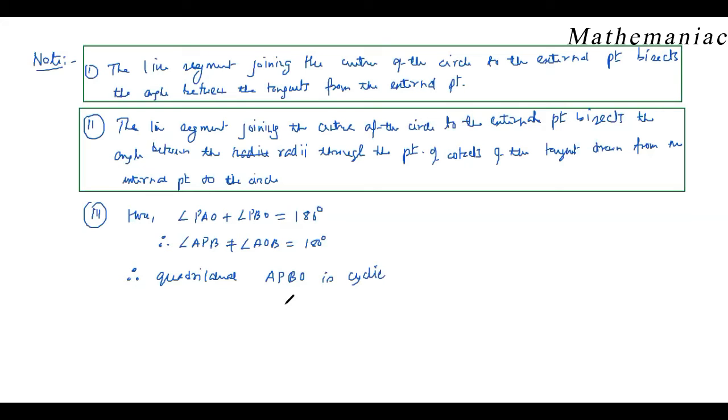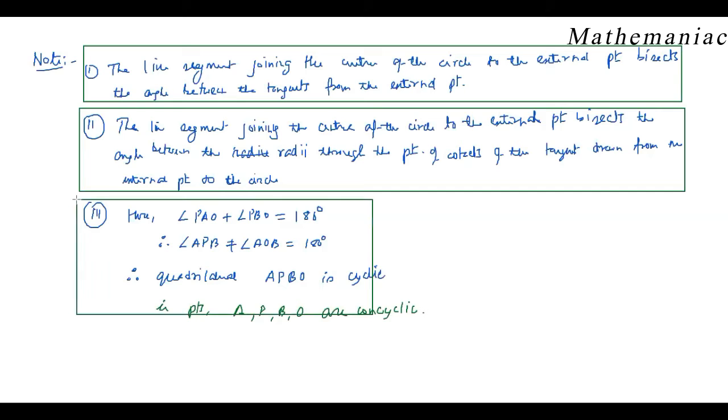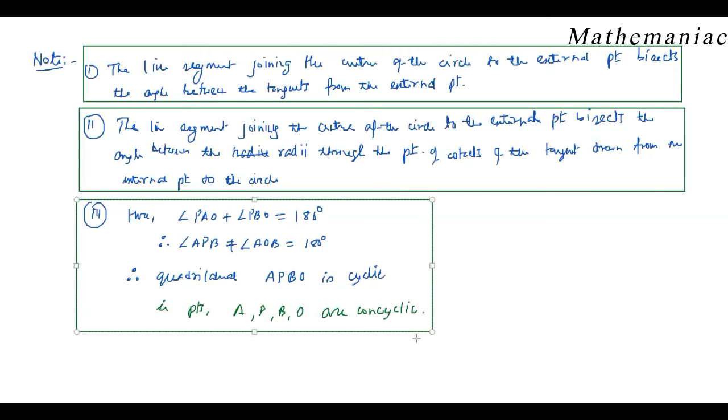Okay, if this is cyclic, I can say one more statement also. That is, points A, P, B, O are concyclic. Concyclic means lying on the same circle. So that is a very important part. Again, please make a note of it. Very, very important.